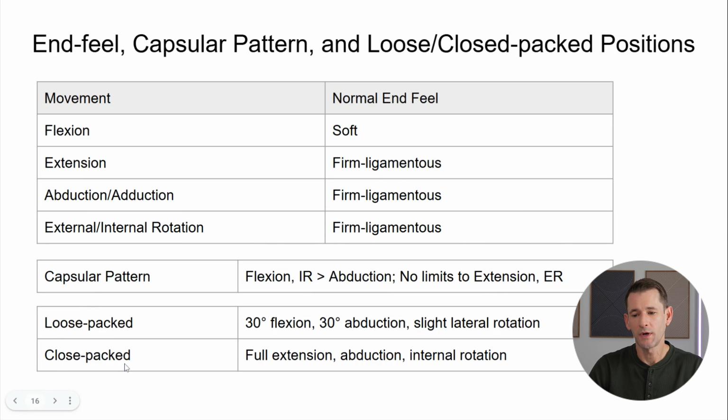Loose versus closed pack position. Loose pack position is just the point where the joint has the least congruency. This is important for manual therapy. You want to do your manual therapy in a loose pack position so you can affect that glide. So that is 30 degrees of flexion and abduction with some slight lateral rotation. Your closed pack position is maximal congruency. So that's going to be full extension, abduction, and internal rotation.